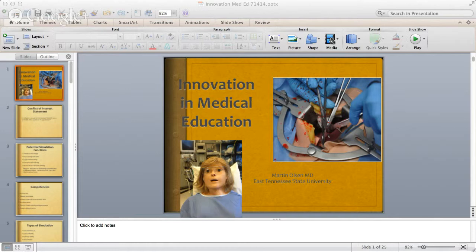High fidelity, these simulators have heart sounds, lung sounds, eyes that blink, and they really challenge the learners in their interactions with the simulator. Virtual reality is a computer program which allows people to operate on the computer. They'll use special instruments. The computer will read their skill level, their technique level, and provide feedback on their speed, their dexterity.